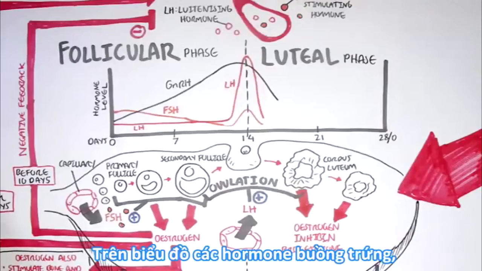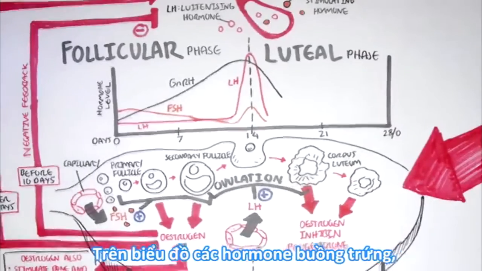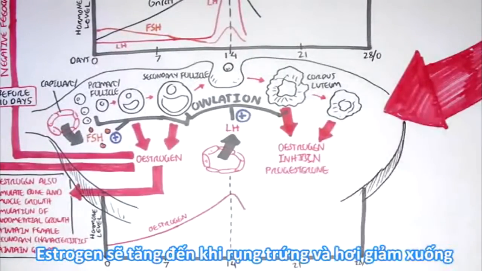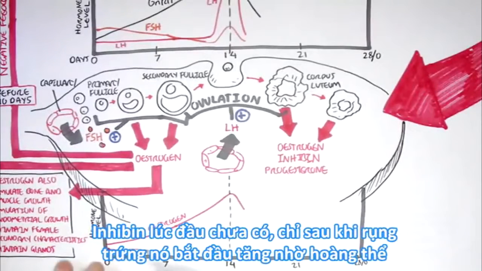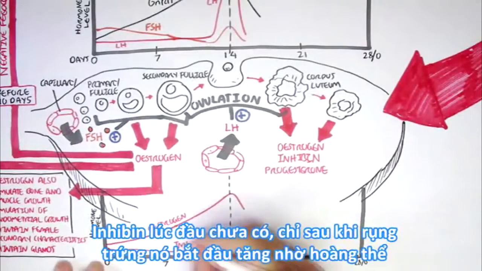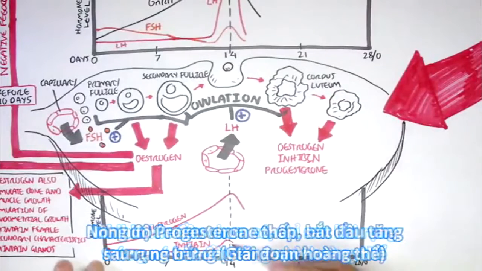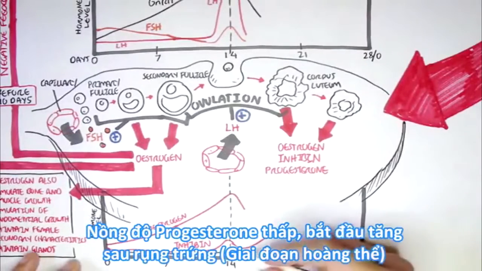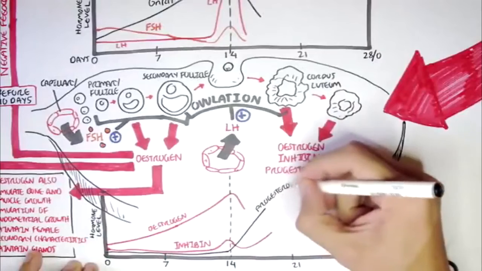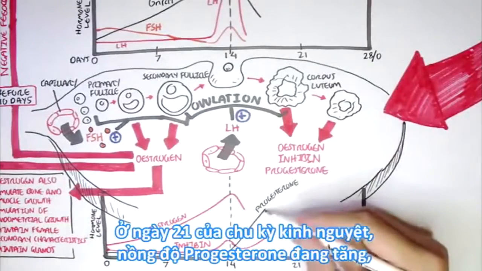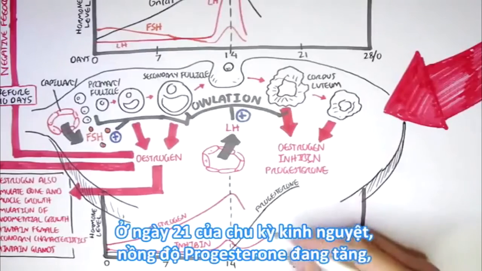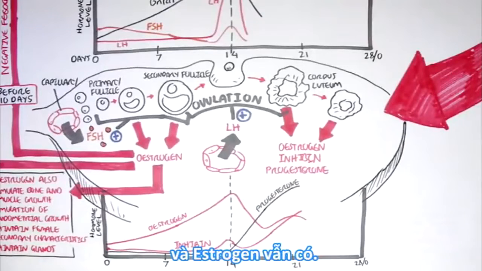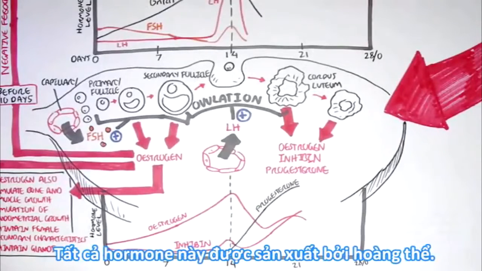So what we see in the concentration levels of these ovarian hormones is that estrogen will increase until ovulation and then drop slightly. Inhibin was not present until after ovulation, then it begins to increase thanks to the corpus luteum. Progesterone levels were low until after ovulation during the luteal phase. So at 21 days of the female reproductive cycle, progesterone is increasing, inhibin is increased, and estrogen is still detectable. And all these hormones are produced thanks to the corpus luteum.